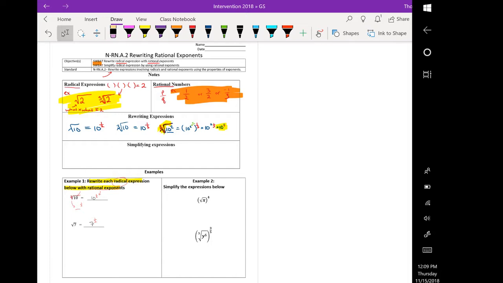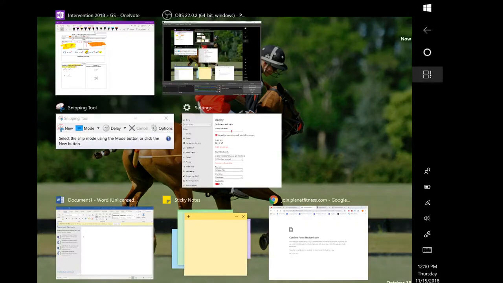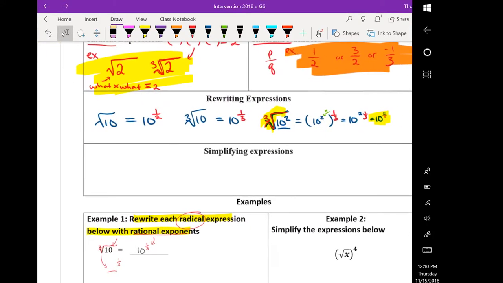Next, we want to be able to use those same properties, the same properties that we've been talking about, to instead simplify expressions. So simplifying expressions, I'm going to give us an example here, let's do the square root of x, all raised to the 4th power. Nope, that's an example we do later on. The square root of x, all raised to the 6th power.